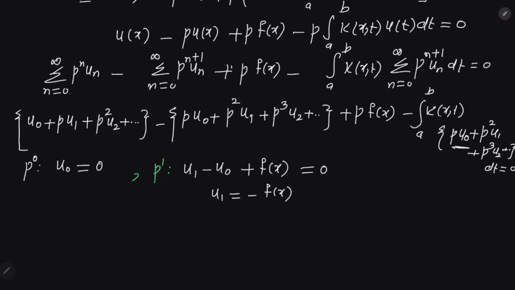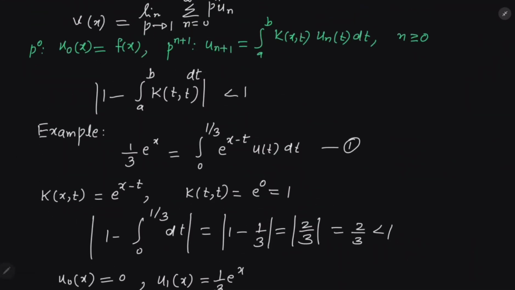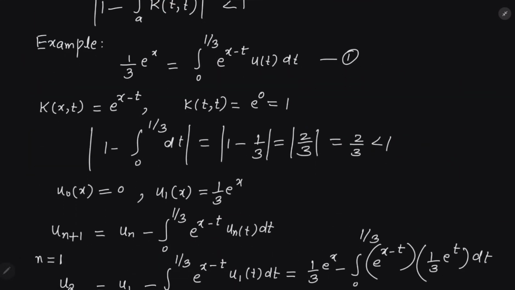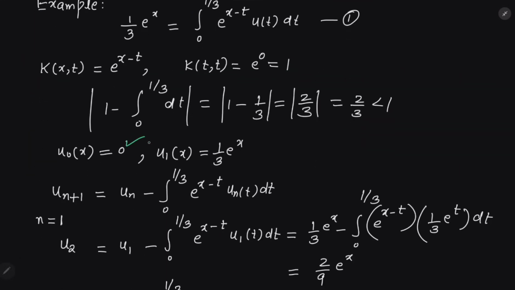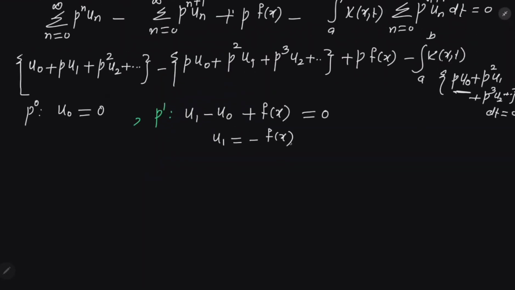If we continue this way, you can see that in this example we had u0 is 0, and then after some manipulation we can write u1 is equal to plus 1/3 e^x. In the theory it is u1 = minus f(x). We will see how we can accommodate this minus.